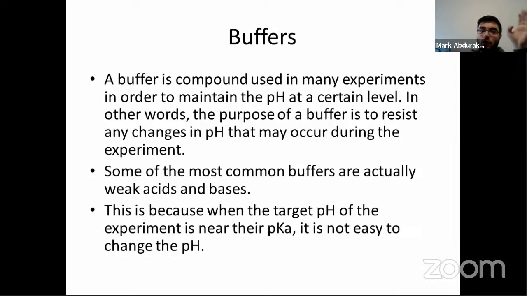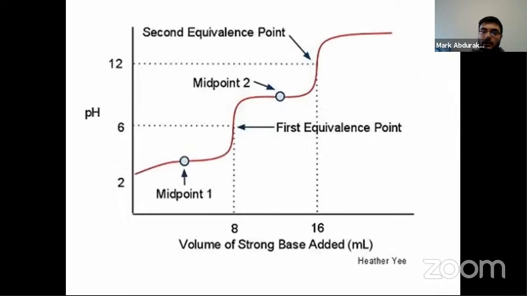The most common buffers are actually weak acids and bases, which may seem kind of strange. But the reason they do this is because when the target pH of the experiment is near the pKa of the weak acid you're using, it is not easy to change the pH. So again, looking at this graph, because it's clear.